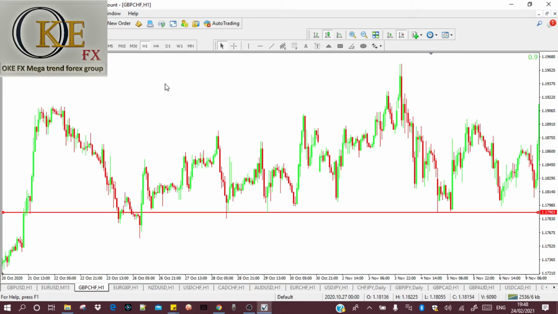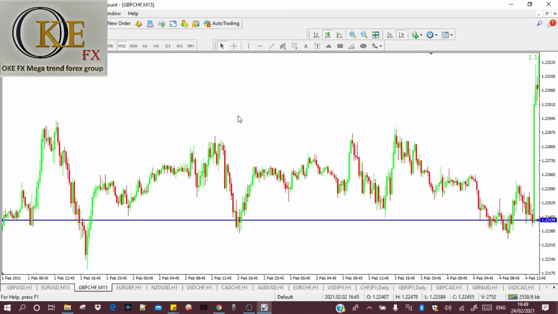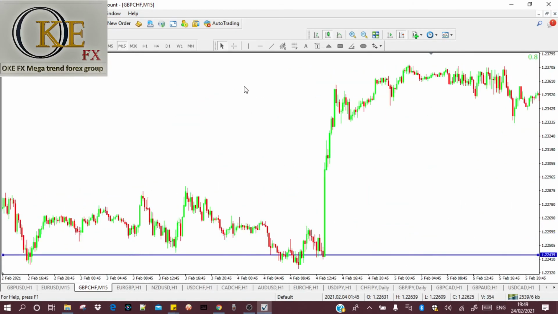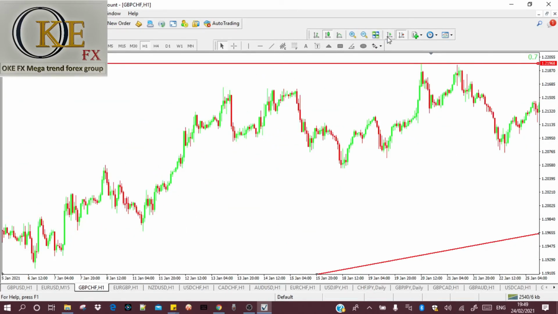And the same thing goes for even the diagonal support and resistance. You begin to draw from the higher time frame and then go down to the smaller time frame. You understand? Now look at that same line that was drawn in 1 hour. We have this line.